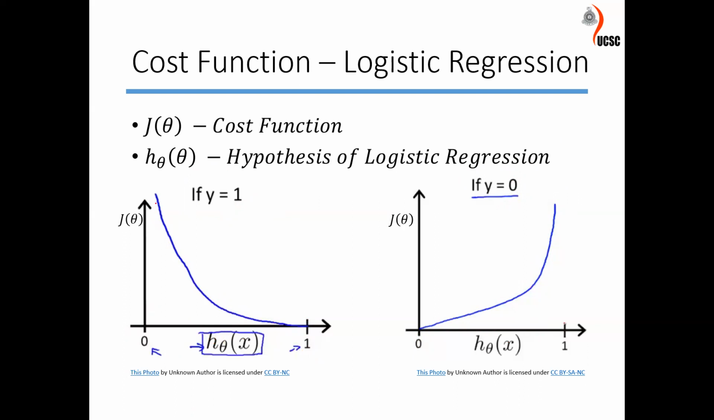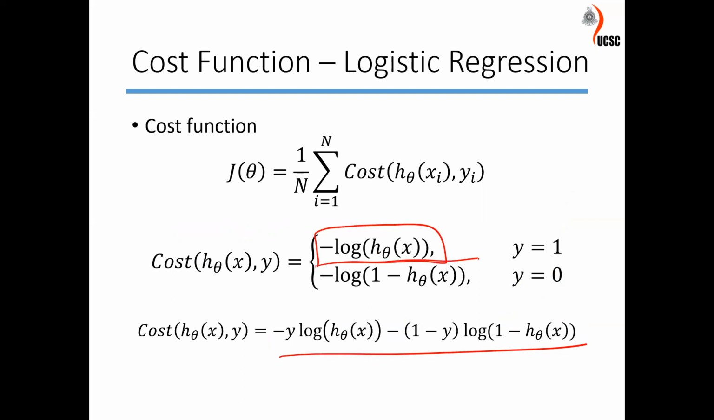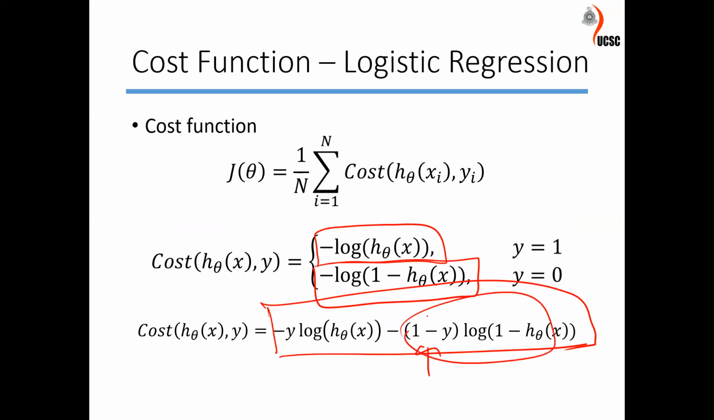So we have two different log functions for our two different classes. As a whole, we can write the cost function like this. If y equals 1, this one will affect, and if y equals 0, this one will affect. As a whole, you can write it like this. If y equals 1, the whole thing becomes 0. If y equals 0, the whole thing becomes 0.